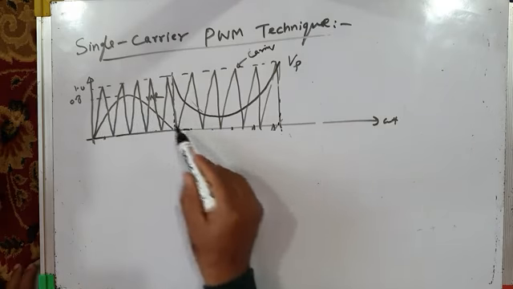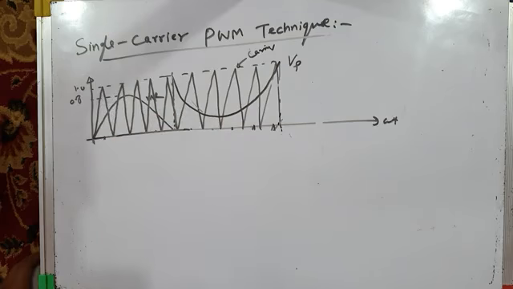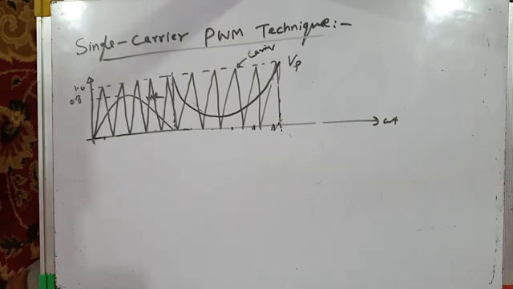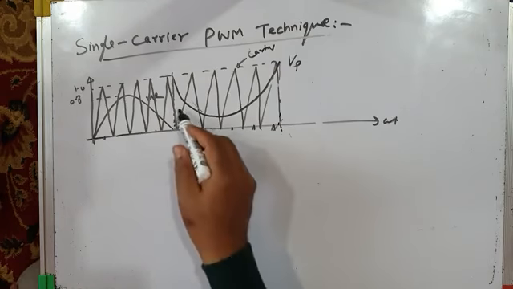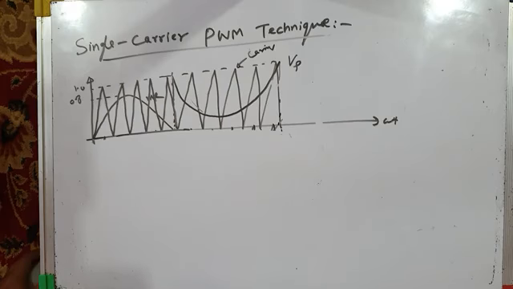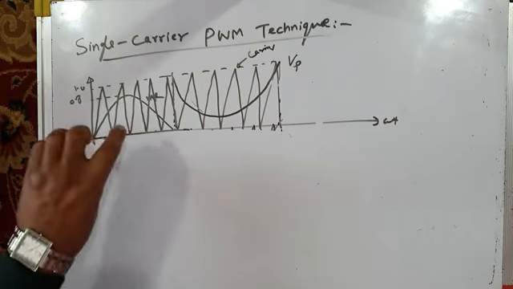Whether we are in the positive half cycle or in the negative half cycle, whenever MR is greater than the carrier wave, the top two switches will be on, otherwise the bottom two switches will be on. And the middle two switches can also be on: if you consider both the carriers, and the modulating wave is greater than one carrier but less than another carrier, the middle two switches will be on. Okay, so this is how you can generate gating pulses with single carrier PWMs.